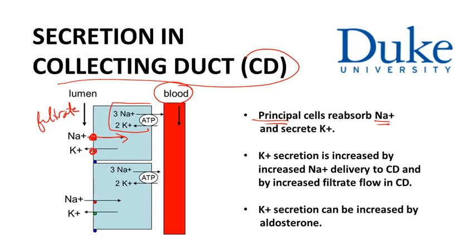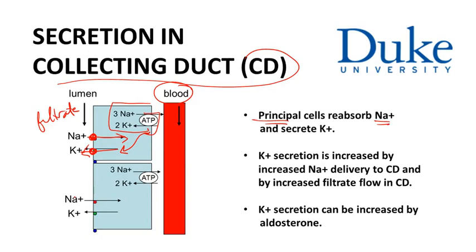The potassium is moving in the opposite direction, is entering into the filtrate, and it is doing so also down its concentration gradient. As the sodium is extruded by the sodium-potassium ATPase, we're moving two potassiums into the cell. So we're increasing the gradient then for potassium in the inside of the cell, and we can then have the potassium diffuse through this channel out into the lumen.